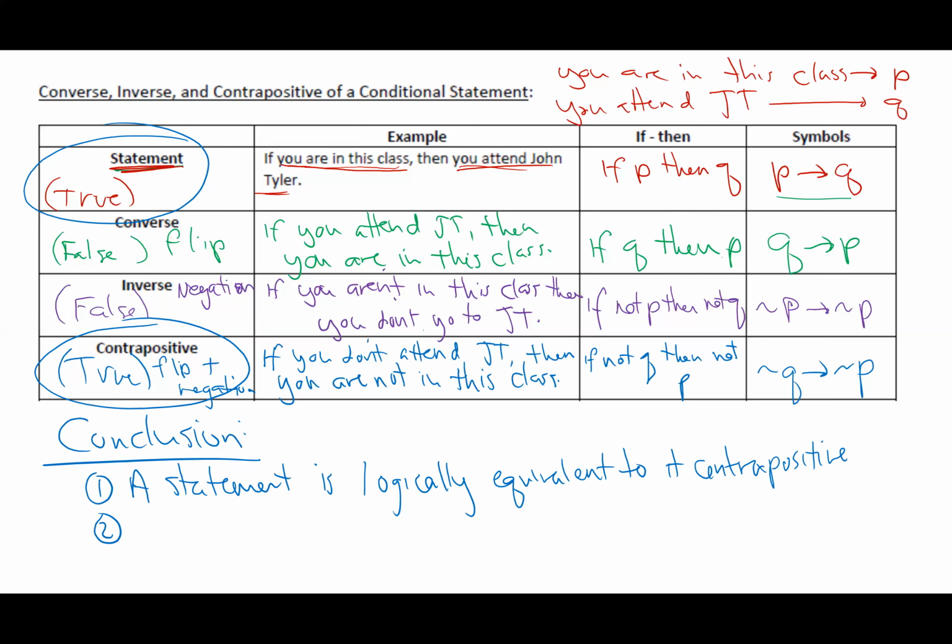Now take a look at the statement and its contrapositive. For the statement, what would I need to have to disprove it? Well, I'd need somebody who was in this class but did not attend John Tyler. For the contrapositive, if I wanted to disprove it, I would need somebody who doesn't attend John Tyler but is in this class. So I need the same thing to disprove the statement and the contrapositive. These are logically equivalent.